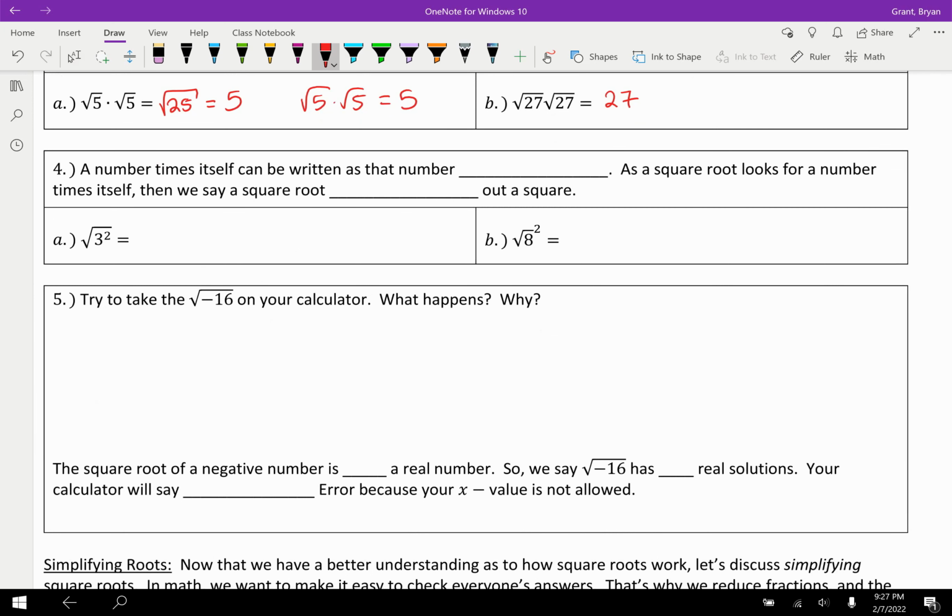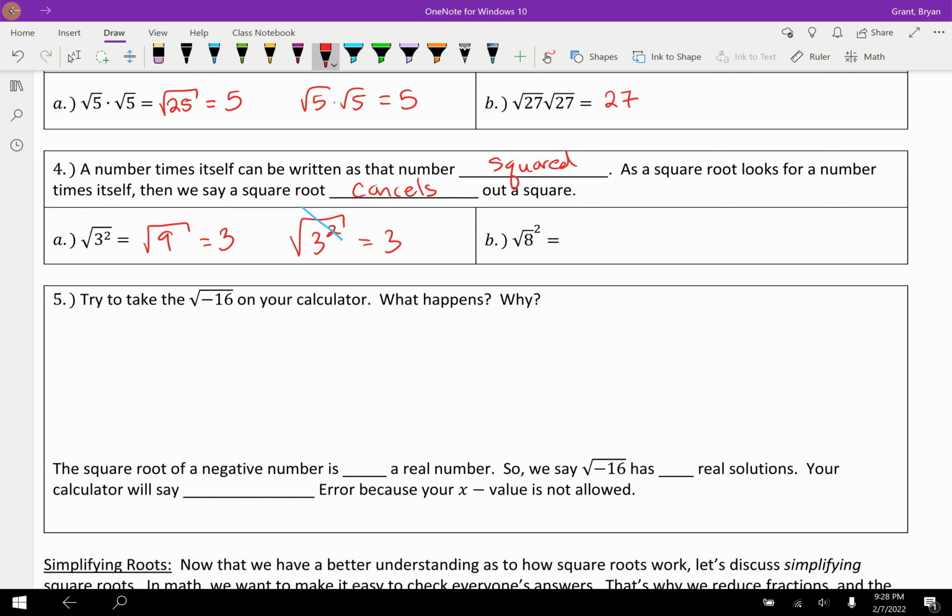A number times itself can of course be written as that number squared. And as a square root looks for a number times itself, we say that a square root cancels out a square. The square root of 3 squared. Well, do the 3 squared first, that's 9. And then the square root of 9 is 3. So a lot of people would say the square root of 3 squared, they would cancel the square root and the square and just say that's 3.